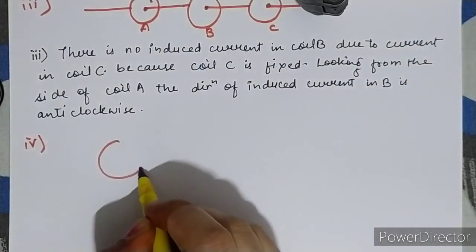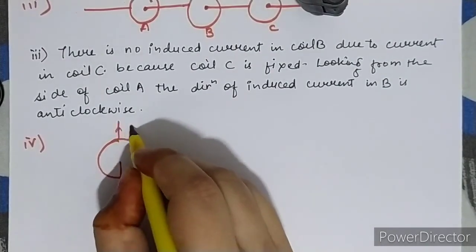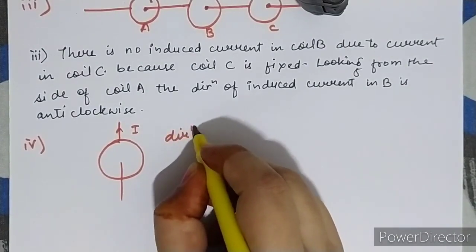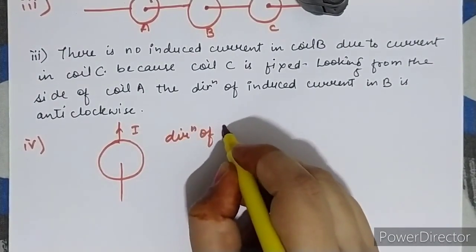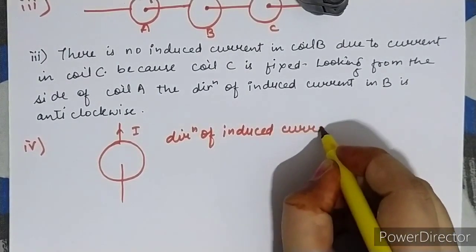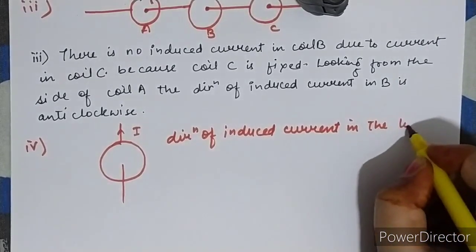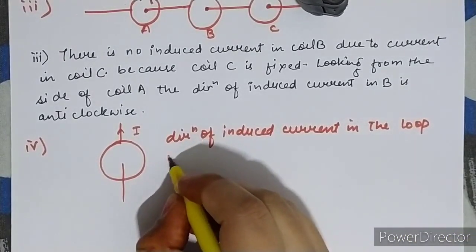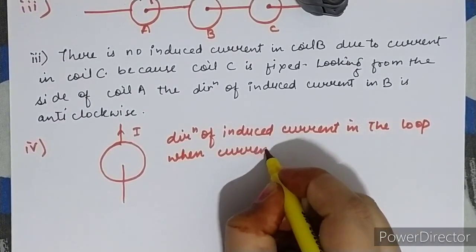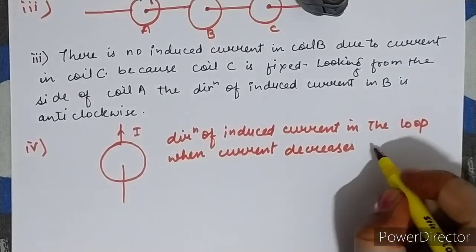Here is one coil and the current is moving in this. Okay. So, the direction of induced current in the loop when current decreases uniformly.